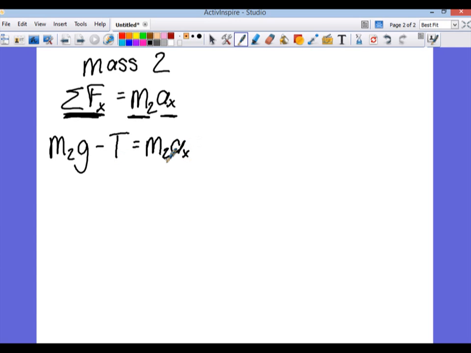Now, we've gotten probably pretty good at this, so we know we're going to want to get this tension all by itself. So to do that, I'm going to subtract the tension over to that side and move my M2AX over so that I have M2G minus M2AX equals my tension. Okay, and that's all we can do for mass 2. So we're going to take a gander over at mass 1.